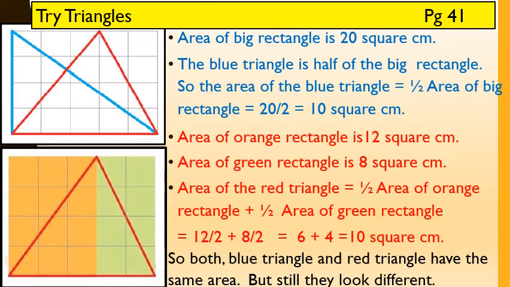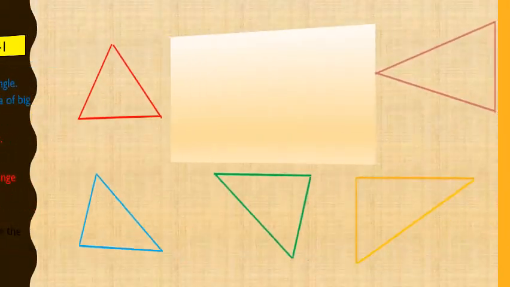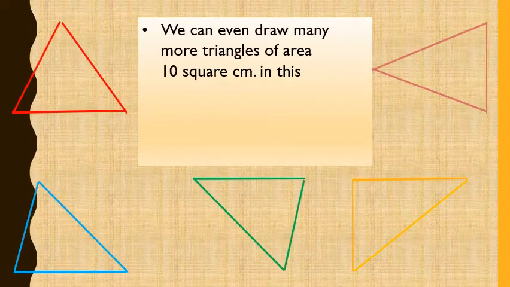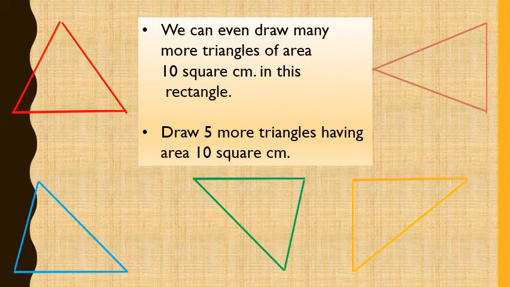But see the difference, they look different. So even though blue triangle and red triangle look different, their area is same. We can draw many more triangles of area 10 square centimeter in this given rectangle.